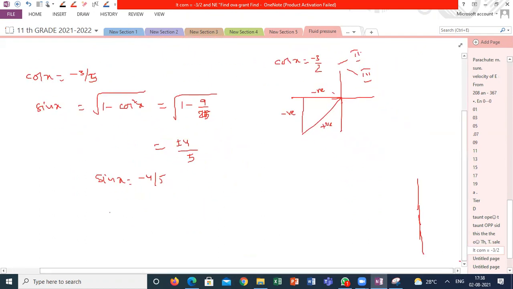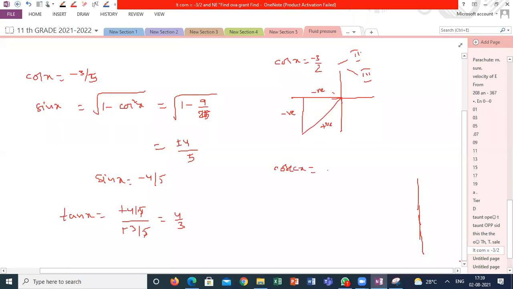From here, tan x. Tan x, straight away you will get the answer: minus 4 by 5, minus 3 by 5. Automatically you are doing it correctly. It should be positive. Why should it be positive? It is lying in the third quadrant. So cosecant x is?